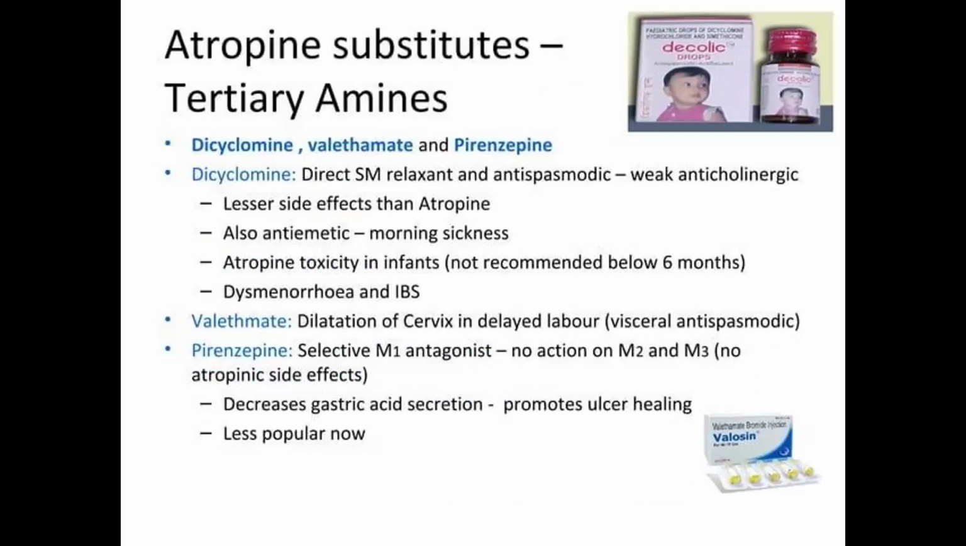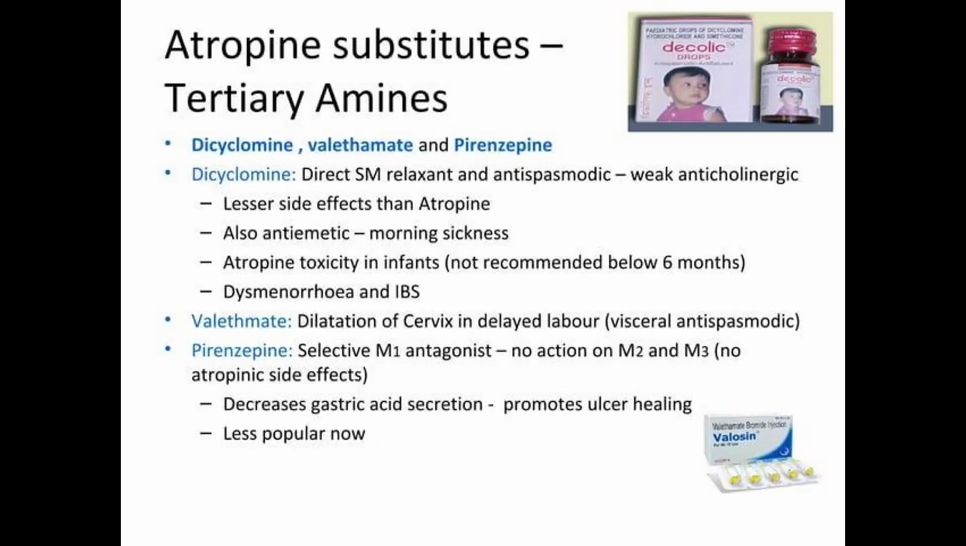Then we have some tertiary amines like dicyclomine, valethamate, and pirenzepine. This is a smooth muscle relaxant and antispasmodic with very weak anticholinergic activity and lesser side effects than atropine. It is antiemetic, used in morning sickness, but very less specific for that. So because of atropine toxicity in infants, that's why we go for dicyclomine. It's a very common anticholinergic drug, Alospas or something, very locally available, used in dysmenorrhea and irritable bowel syndrome.